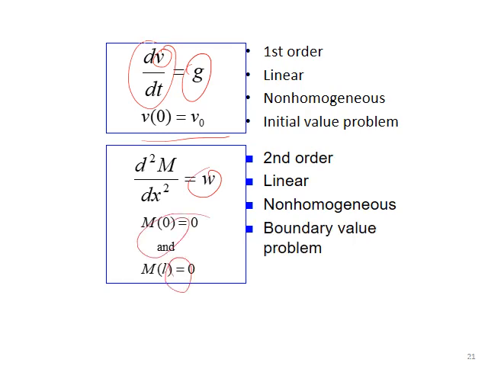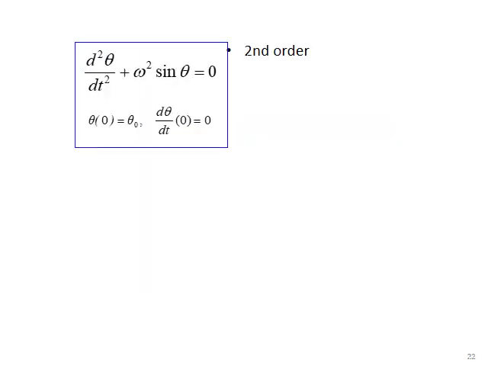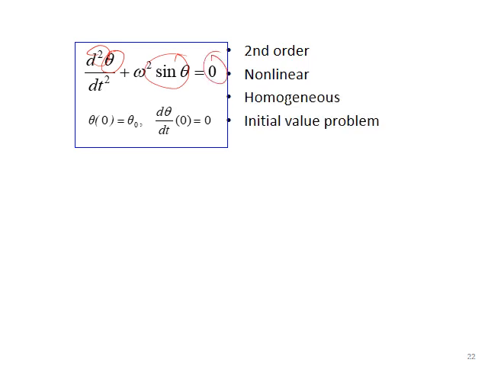It means m is to be changed from 0 to L. For x it will be 0 or 0. Another example, this is second order, as you can see here. Theta is my variable, and since it has sine theta it is nonlinear, and it is homogeneous because, as you can see here, it is 0. It is an initial value problem because he told me theta equals theta naught at time 0, and at time 0, d theta over dt equals 0.